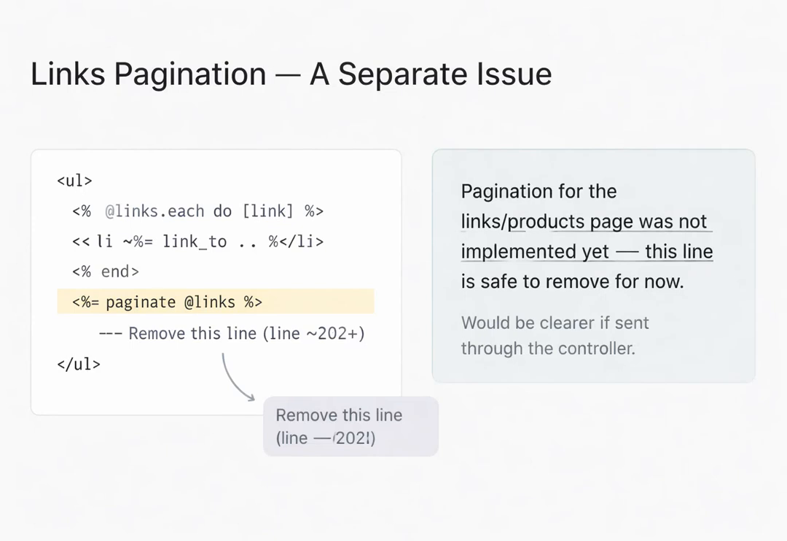As the author continues debugging, they notice that the links pagination for the products page hasn't actually been implemented yet. There's a line around line 202 and beyond that references this pagination, and since the feature doesn't exist yet, that line can simply be removed. The author also notes that if this had been routed through the controller properly, the issue would have been more obvious and easier to understand. This is a good lesson. Always route data through the appropriate controller layer so that errors are easier to trace.